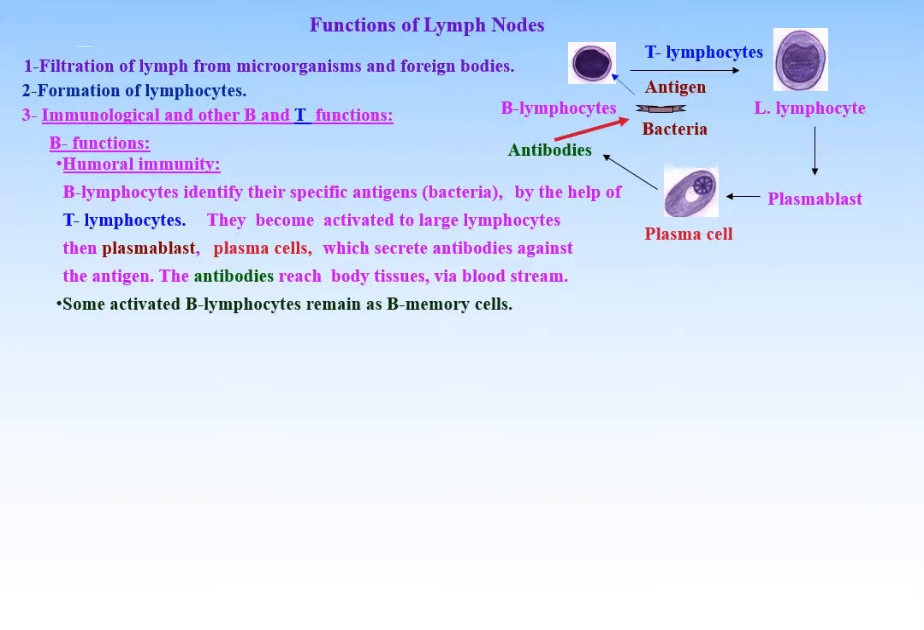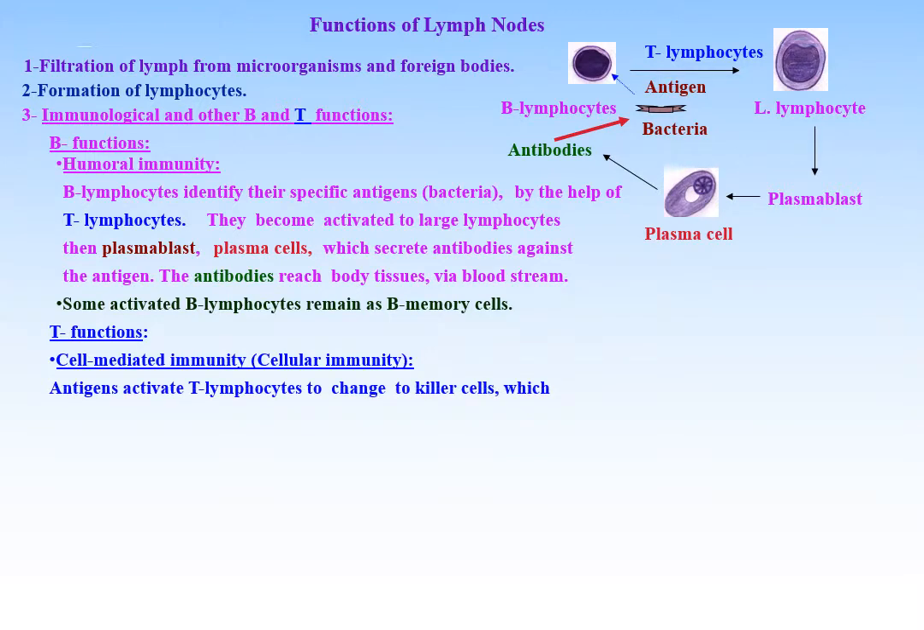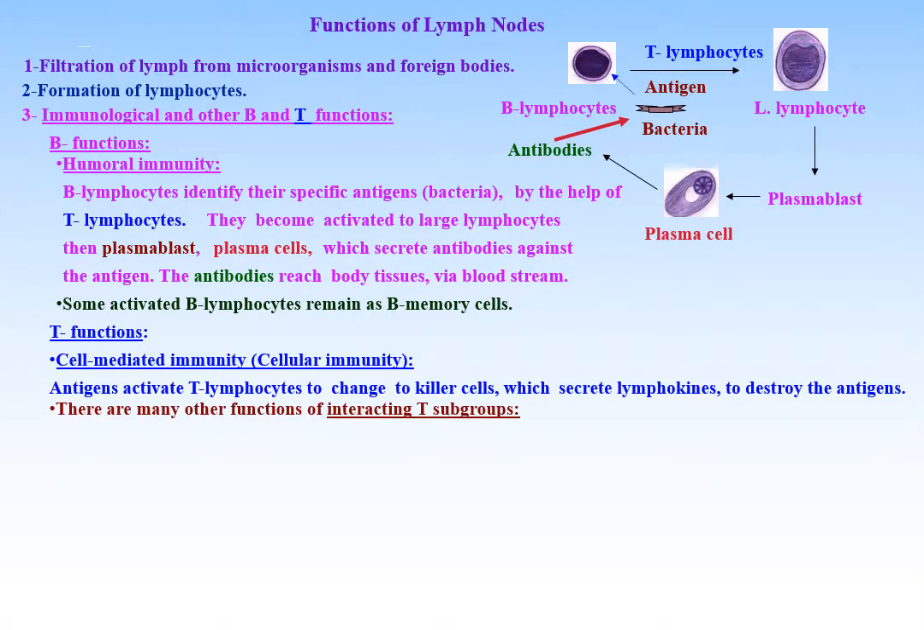Other functions of B lymphocytes are: some activated B lymphocytes remain as B memory cells. T lymphocytes functions. Cell-mediated immunity or cellular immunity. Antigens activate the T lymphocytes to change to killer cells, which secrete lymphokines to destroy the antigen. There are many other functions of interacting T subgroups.